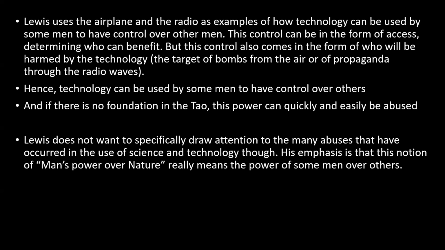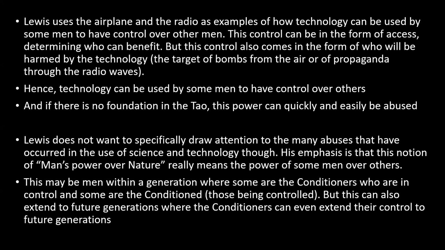abused and misused. And so Lewis is going to say in this chapter, he doesn't want to draw attention to the many abuses that have occurred using science and technology. That's not his point. His emphasis is really that this notion of man's power over nature really means the power of some men over others, especially if we do not have a foundation of the Tao.